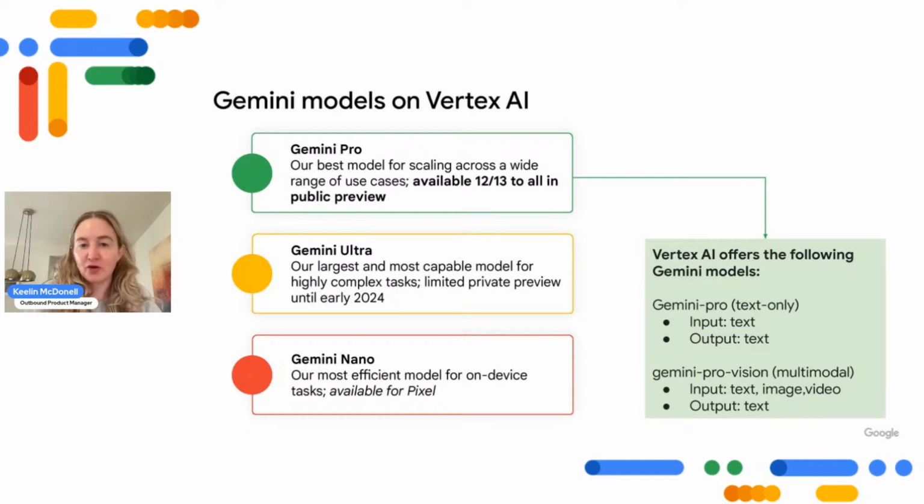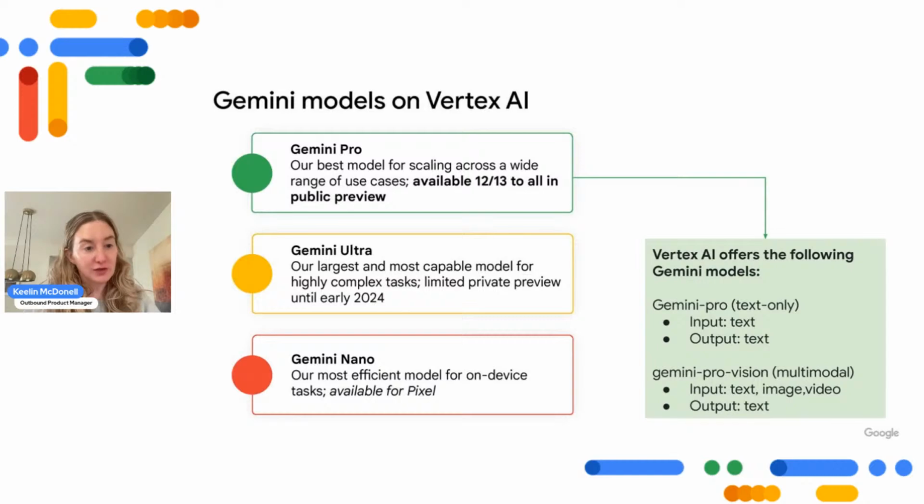And that's actually available in two different endpoints. We have a text-only endpoint, so that's accepting text as an input and generating text as an output. And then we have the Pro Vision model, which is actually multimodal, so accepting text, image, and video as an input and generating text as an output.